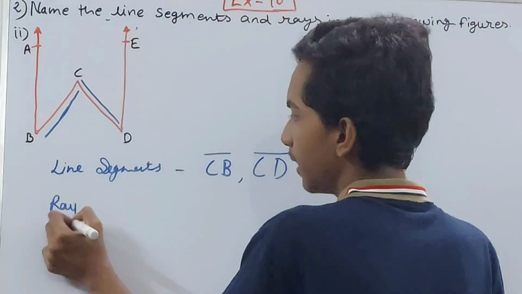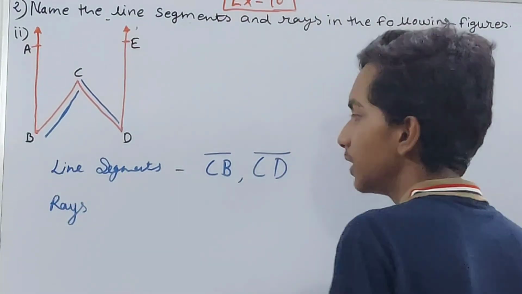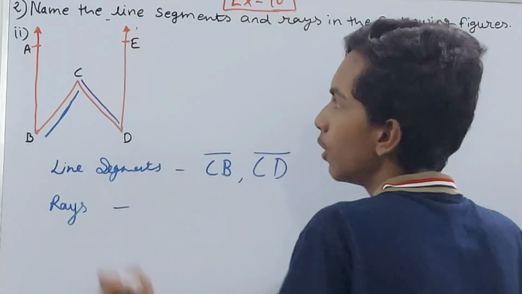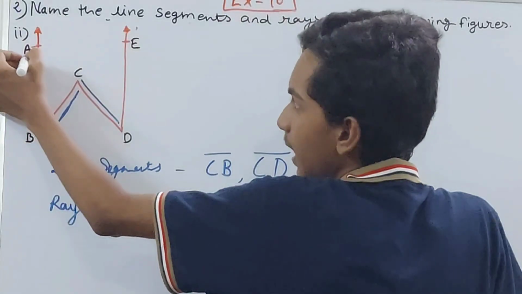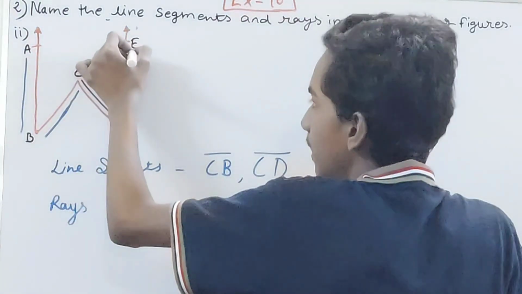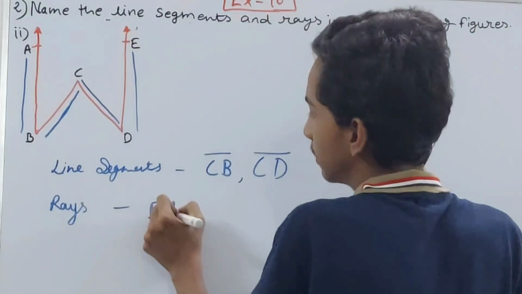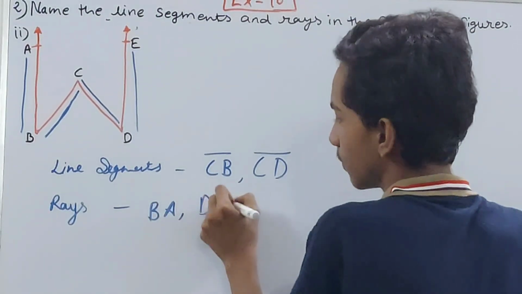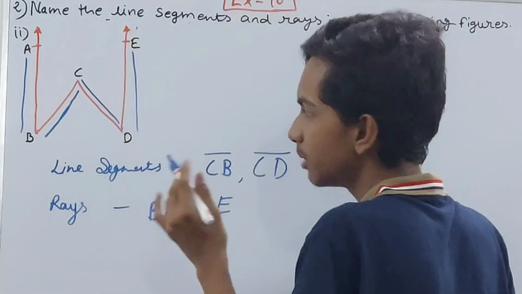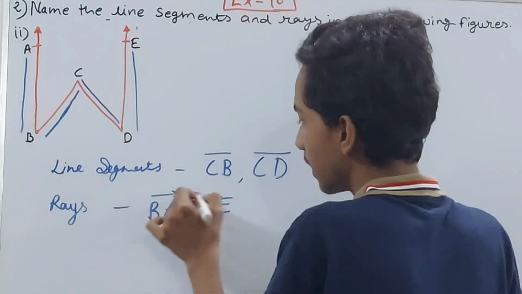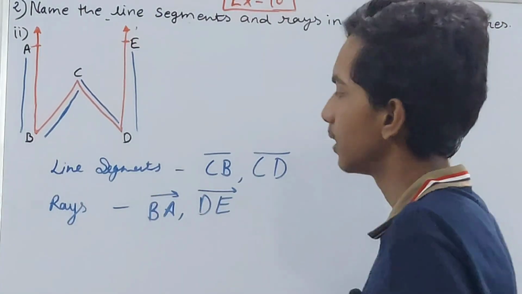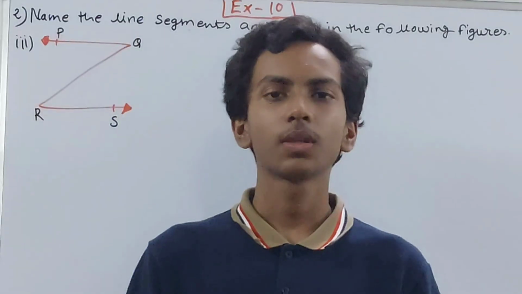Then you have rays, right? Let's see the rays as well. So look for these arrows, right? A, B, right? E and D, or you can say B, A, D, E, right? Any other ray, is it possible? No, right? So simply just put arrows on top of these and that's done. Let's move on to the next part now.